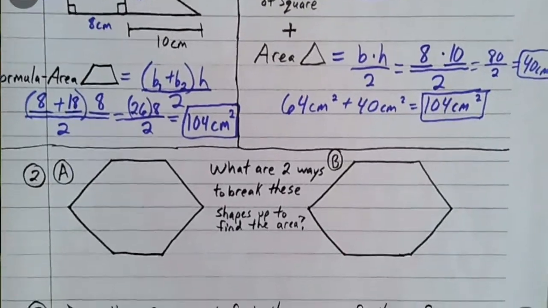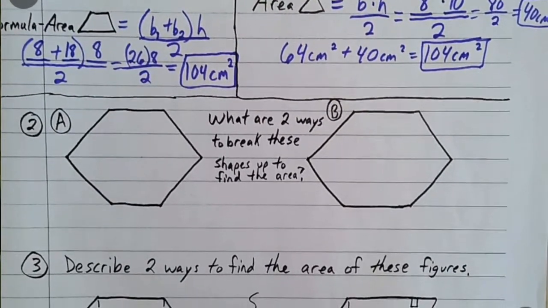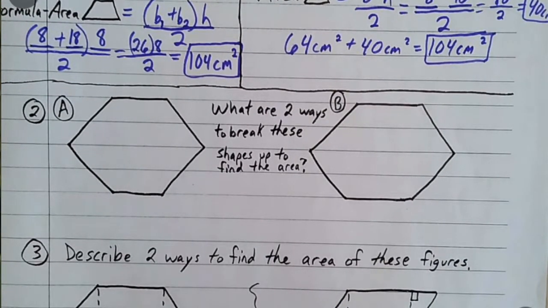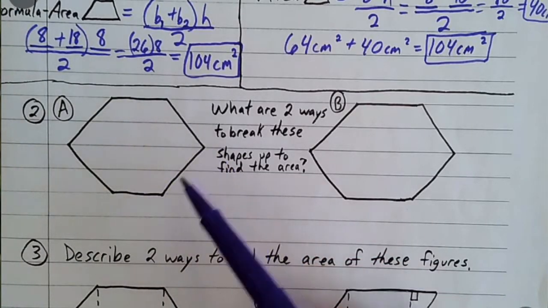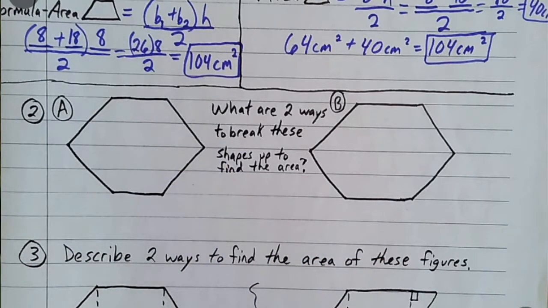This next part is just getting you to look at shapes a little differently here. These are 1, 2, 3, 4, 5, 6 sided shapes called hexagons. I remember it because hex has an X in it, and the number 6 has an X in it. So that's how I remember that.